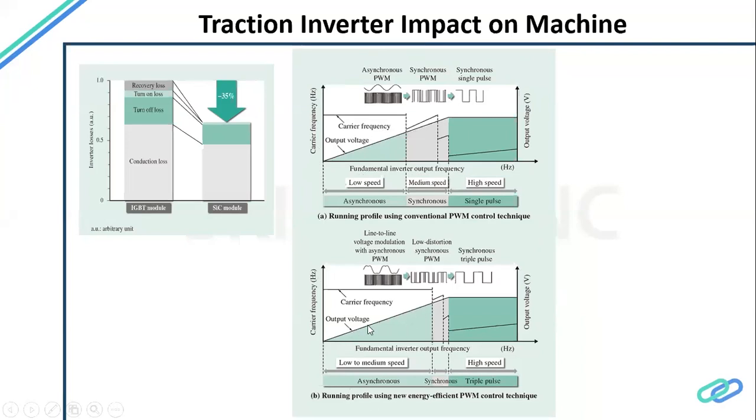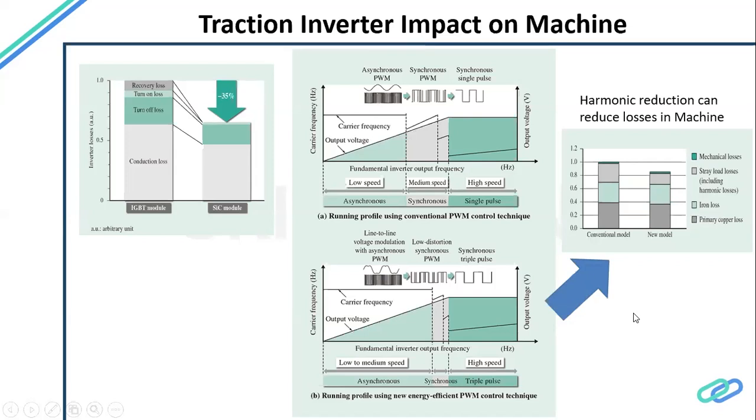So we can push very hard to the high speed here, and then we can change our switching topology from say PWM to say 6-step or say triple pulse, a single pulse here at very high speed. So this gives us a lot of benefit in terms of eliminating or reducing some harmonics, which in turn helps us to even reduce some losses in the machine as well.